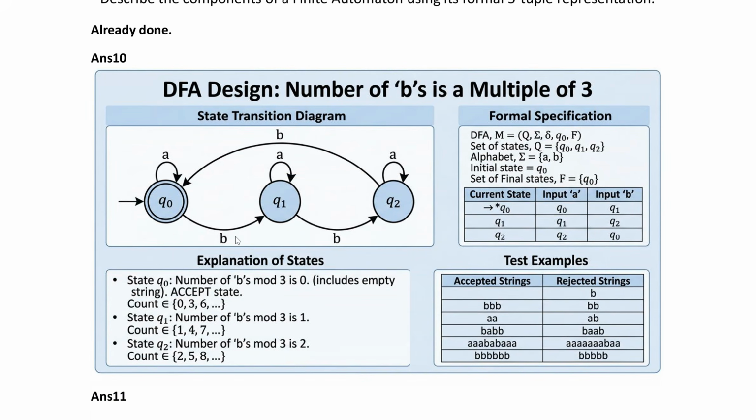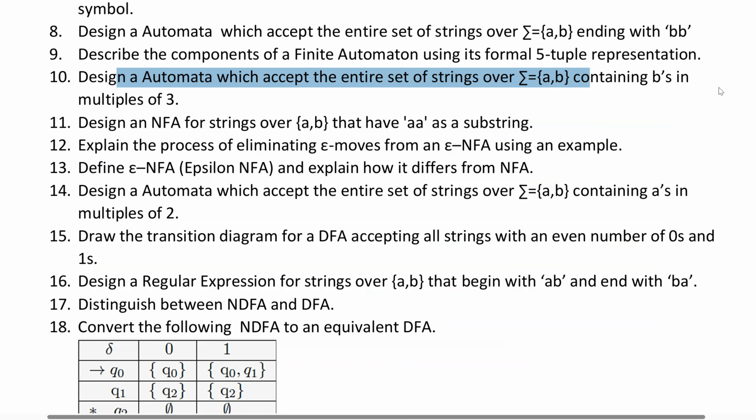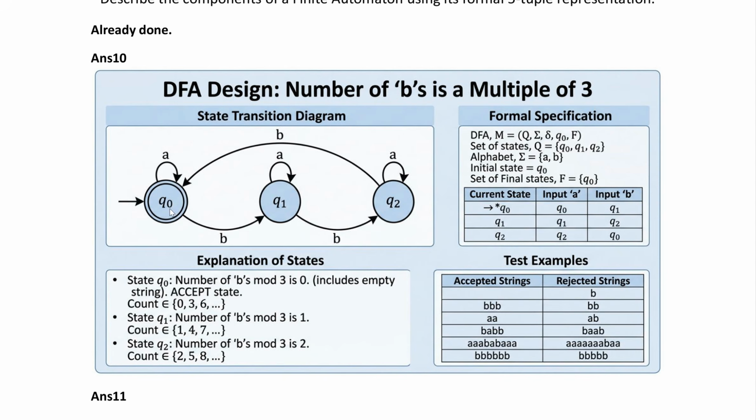So here in this transition diagram, you can see Q0 is the initial state because it has been shown with an arrow, and it is also a double circle. So Q0 is the initial state as well as the final state. In the problem, it has been given containing B's in multiples of 3. So we start from initial state Q0, we apply B, we get state Q1, we again apply B, we get state Q2, we again apply B on Q2, and we get the same state Q0 as the final state. So B's are multiples of 3.